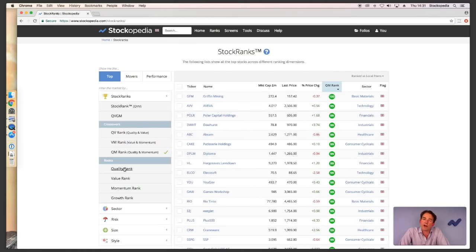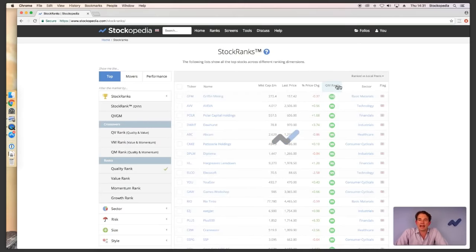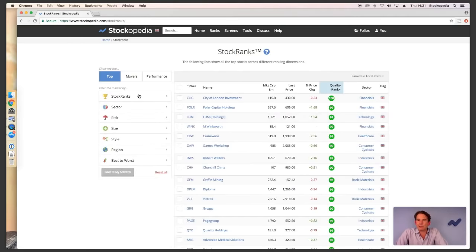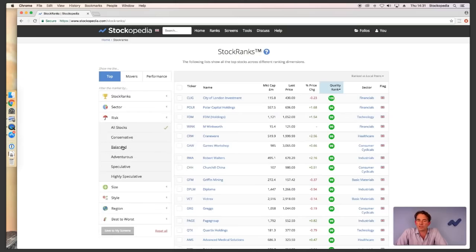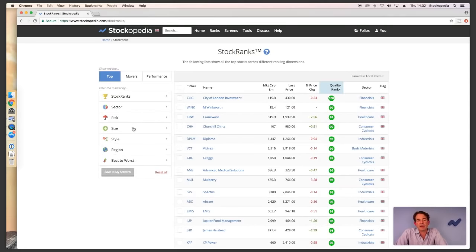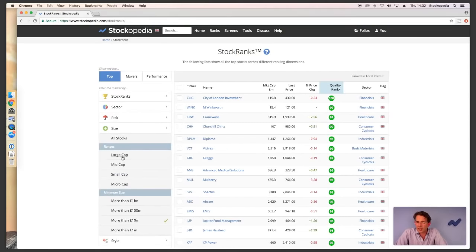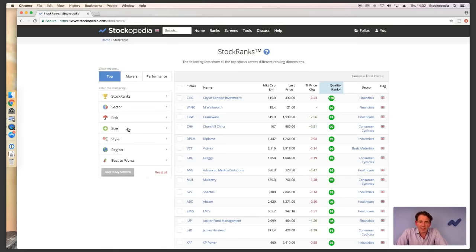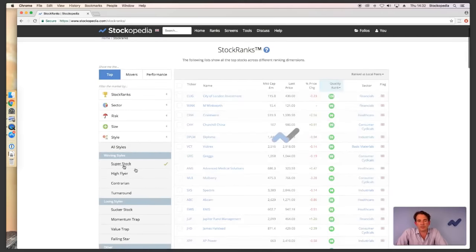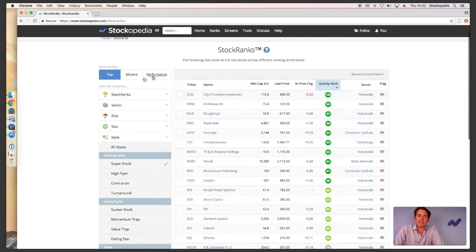Or I might just want to look at the highest quality shares in the market. And this filters down here, 100, 99, 99, 99. We can start adding more filters here. We could filter by sector, or by risk rating, so we could look at lower risk shares in that segment. We could also look at size groups, large caps, mid caps, etc. And then also looking at styles. So if I wanted to find super stocks, there may not be any in this bucket. There are. So you can see here, these are super stocks ranked by QualityRank, which have lower balanced risk.